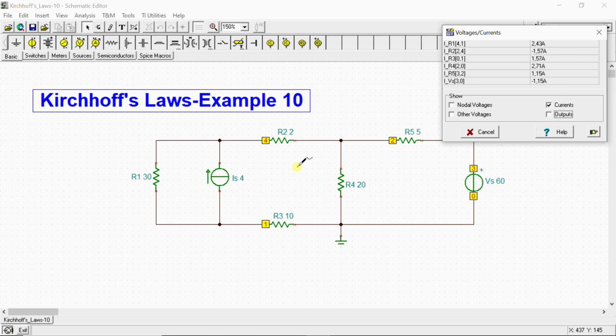We go to analyze this analysis, and after the table of these results, we see here the current. This is the current in the resistor R1, that's 2.43 amps. And the current through the resistor R2, that's negative 1.57 amps. This is the current in R4, which is 2.71. Current I3 is 1.57, and this is the current I5, which is 1.15 amps. Those values are exactly the same values we found by calculation.